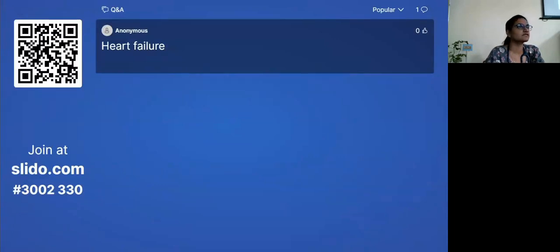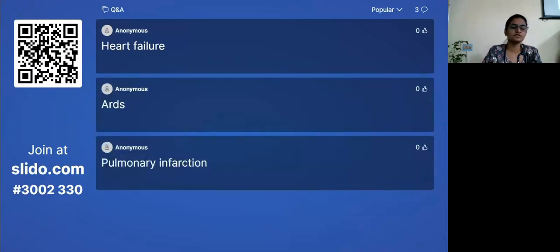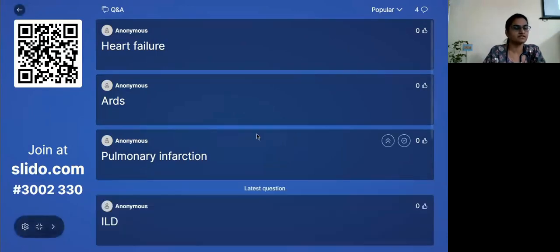Heart failure. Anybody else? Another clue is that this chest X-ray has nothing to do with the clinical presentation here. It's an incidental finding. The patient came with other complaints, but then it was an incidental finding. Yes, it can be tuberculosis, miliary type. Pulmonary infarction, we can't confirm with this chest X-ray. It is not a focal patch.